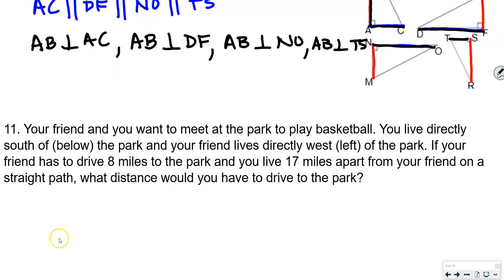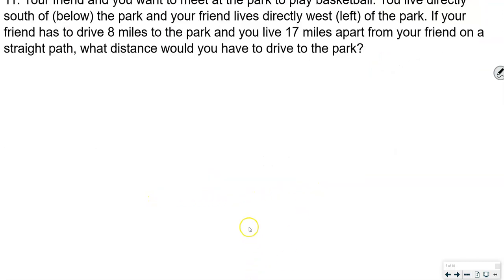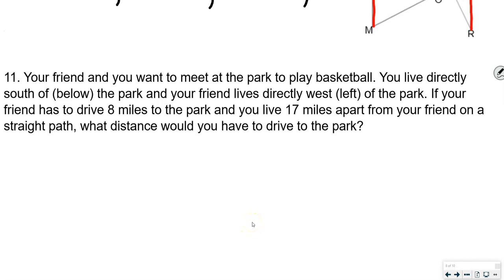All right, this next one says your friend and you want to meet at the park to play basketball. You live directly south of the park, below the park, and your friend lives directly left of the park. If your friend has to drive 8 miles to the park and you live 17 miles apart from your friend on a straight path, what distance would you have to drive to the park? So we're going to draw this as it reads, okay? So first of all, it's talking about us going to the park, right? So we're going to the park. Actually, let me draw the park. Park up here, right? So there's our park.